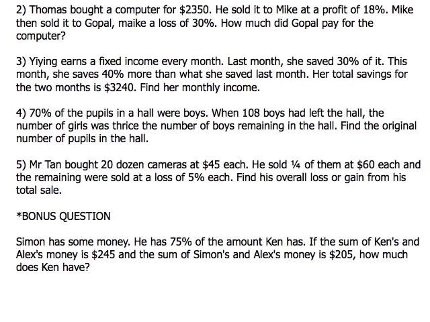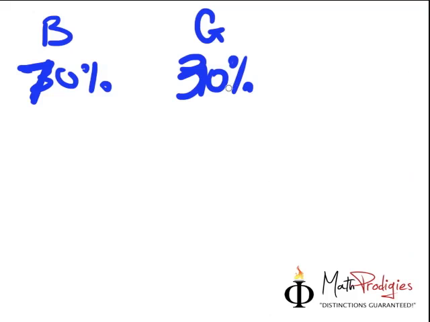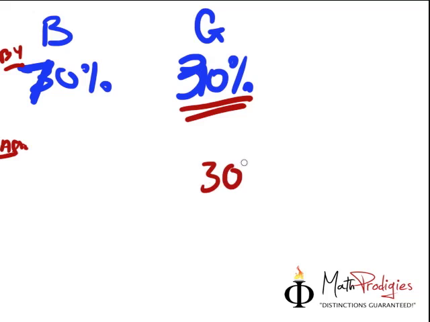The number of girls was thrice the number of boys remaining in the hall. That means 30% is 3 times as many as the boys left. This is before, and this is after, so 30% never changes, and this is thrice as many as the boys. So the boys will have how many? If 30% is 3 times, that means 3 units. 1 unit will be 30 divided by 3, which gives me 10%. So let's check, is 30% thrice as many as 10%?